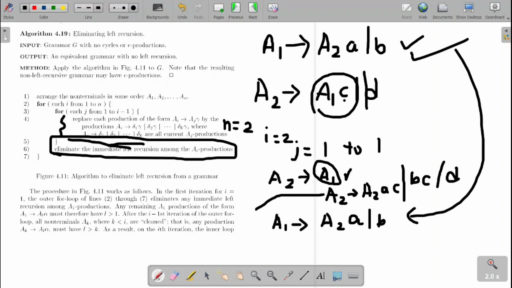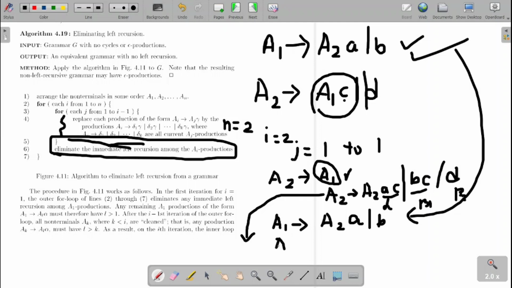Now for this production, it has the immediate left recursion, right? So A2 derives A2 something. After substituting, I get the immediate left recursion. Now I need to eliminate the left recursion over here. So this is alpha. This is beta 1. This is beta 2. How to do that one?